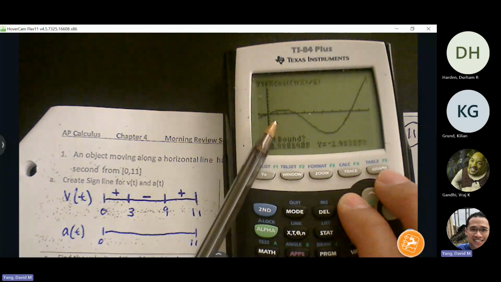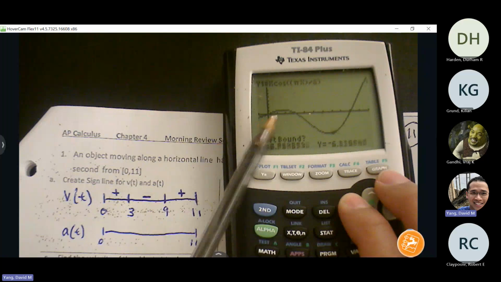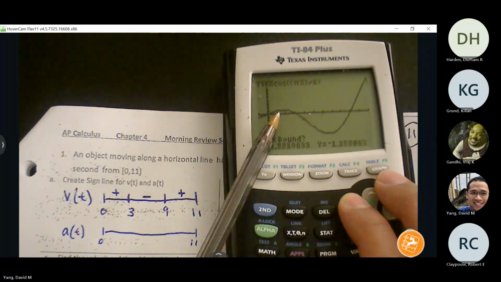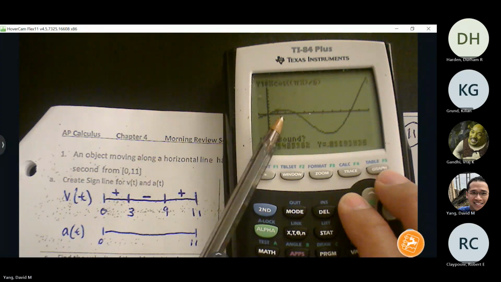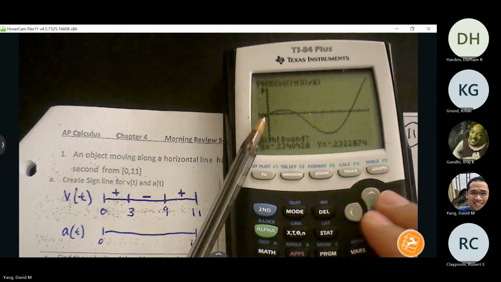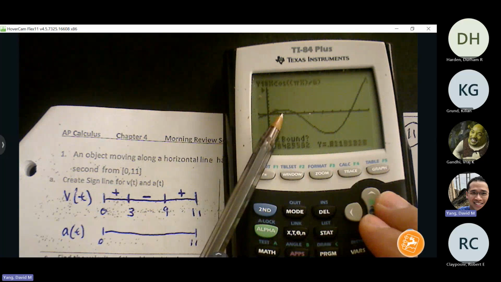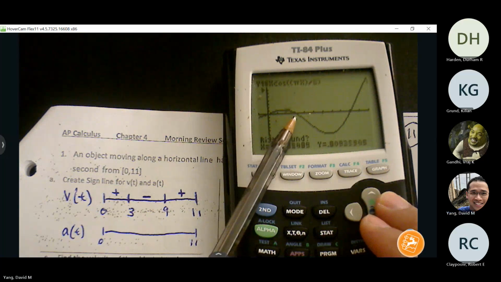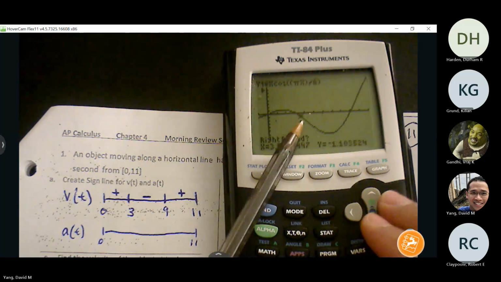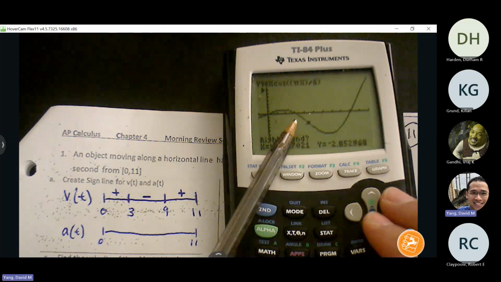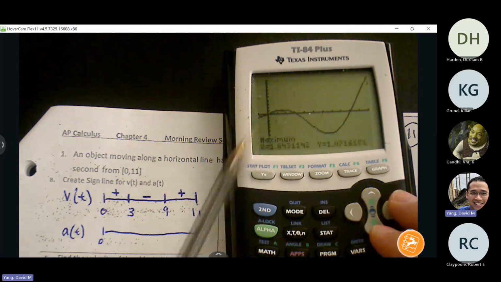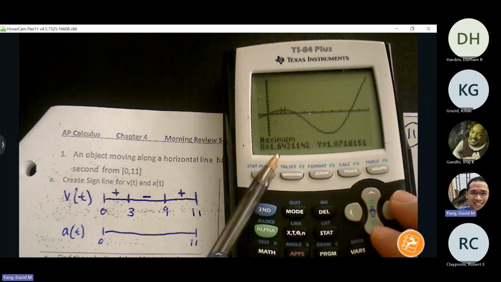Okay, so I'm going to pick a point to the left of where I think my relative max is. Hit enter. Then scroll over to a point on the other side of your relative max. Hit enter again, and it'll find that relative max for you. Okay, so we care only about the x value here, 1.643.